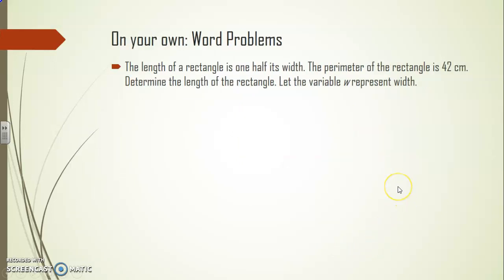Here is an example for you to try. The length of a rectangle is 1/2 its width. The perimeter of the rectangle is 42 centimeters. Determine the length of the rectangle. Let the variable w represent the width. As a hint, please go ahead and sketch yourself a diagram and then set up an equation to solve.